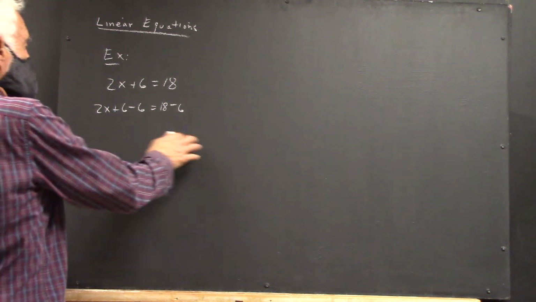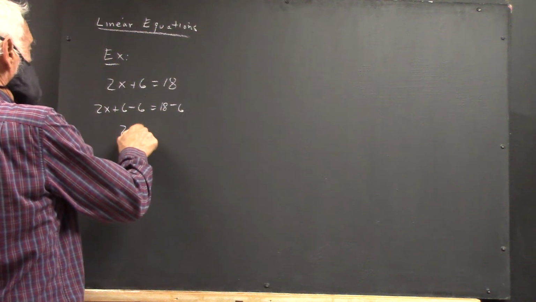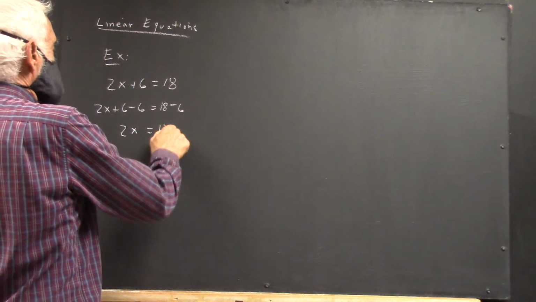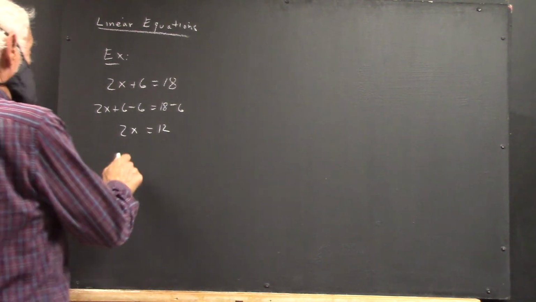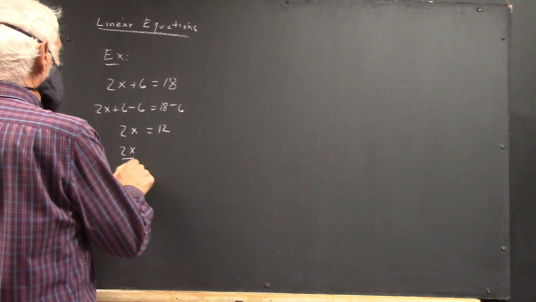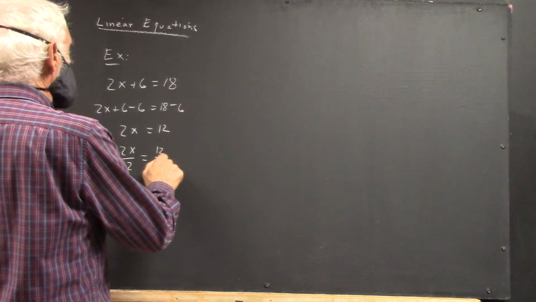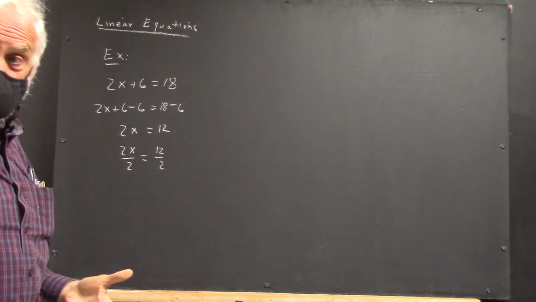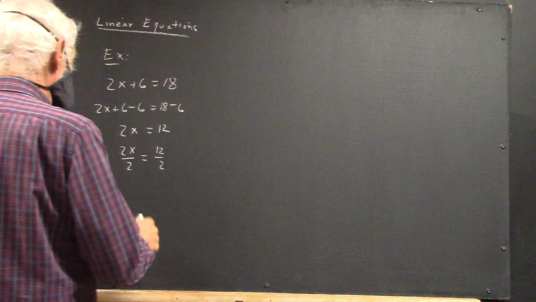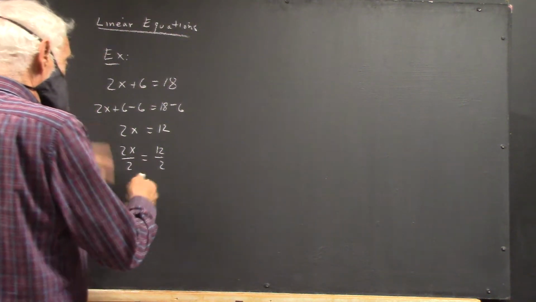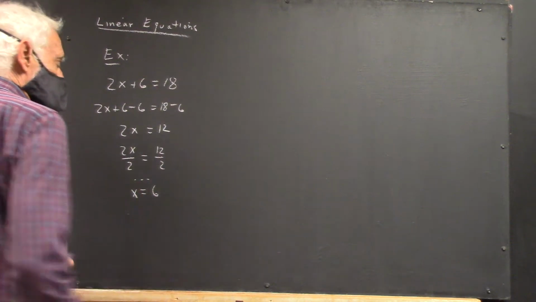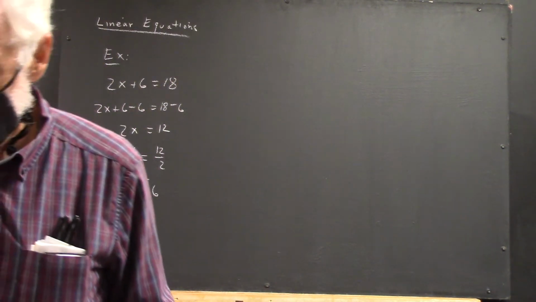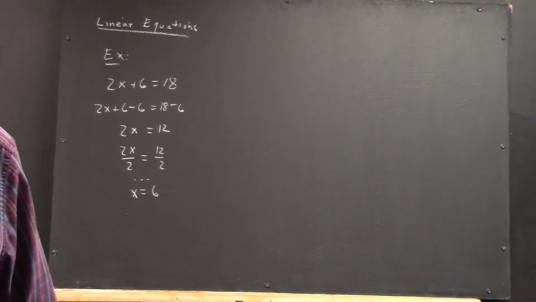We'll get to the distributive law in just a minute. And that gives you 2x = 12. Then you do 2x over 2 equals 12 over 2, dividing both sides by 2. And a couple of dots because there's some explanation involved, but you get x = 6. Then you really want to check.